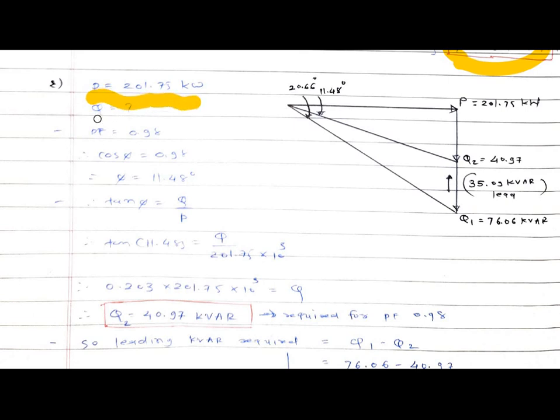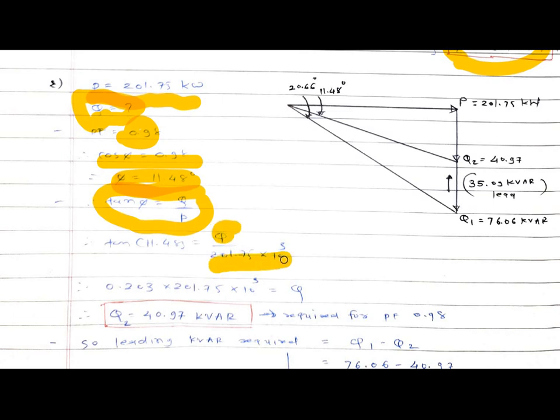201.75 kilowatt. So now we have to find Q regarding 0.98 power factor. So cos phi is equal to 0.98. So phi is equal to 11.48 degree. So put this value in the equation of tan phi is equal to Q divided by P. So tan 11.48 is equal to Q divided by P.